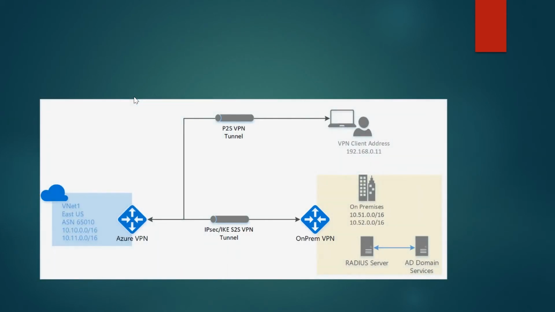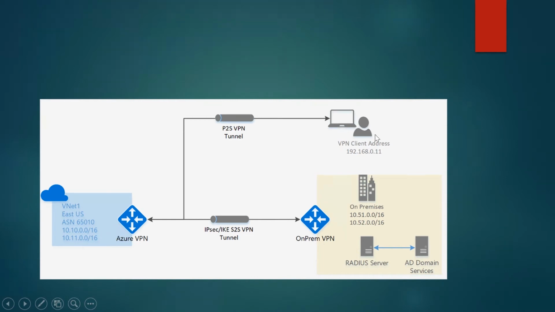So now we have a picture where we can see the point to site and the site to site VPN. This is the point to site VPN tunnel, you can see P2S, and this is the site to site. In the point to site, this is your Azure VPN, or you can see the picture of the cloud. And this is a virtual network, VNet1, which is configured under East US. Okay, and all other details are there.